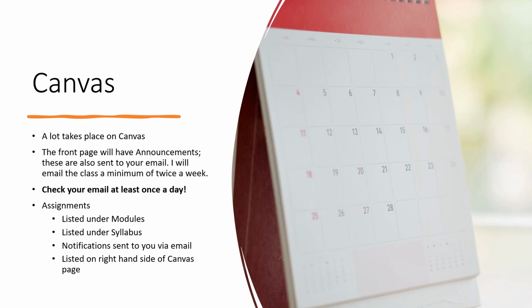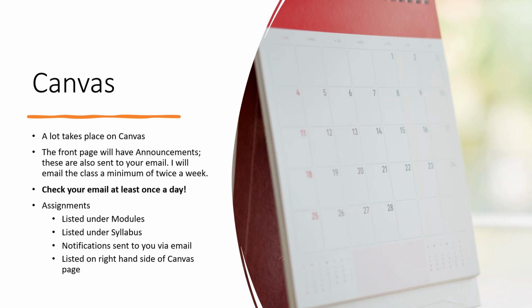A lot takes place on Canvas. Actually, everything takes place on Canvas, right? Except for your emails to me. So the front page of Canvas will list the last 2 announcements. But you could also go into announcements to see any former announcements. And I will email you a minimum of twice a week. So please check your emails every day. You never know what I might throw at you.